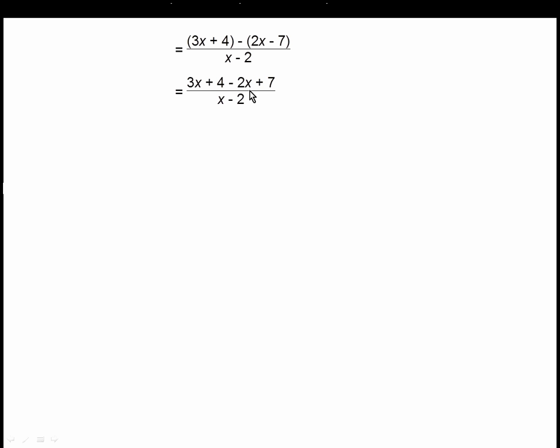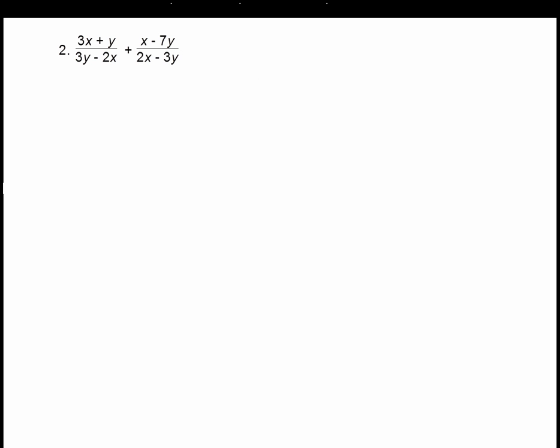So this is where we left off on the previous slide. Here I've dropped my parentheses. We're now getting ready to combine similar terms in the numerator. So when I combine the x's, 3x minus 2x is x. When I combine the constants, 4 plus 7 is 11. So I have x plus 11 all over x minus 2. So let's take a look at another one. I've got 3x plus y over 3y minus 2x plus x minus 7y over 2x minus 3y.